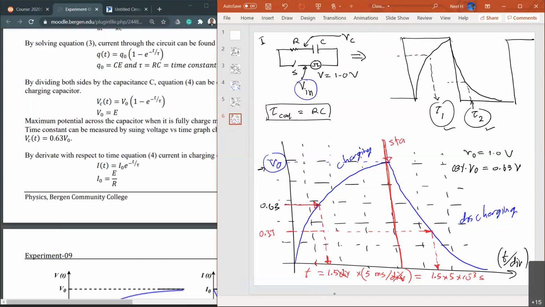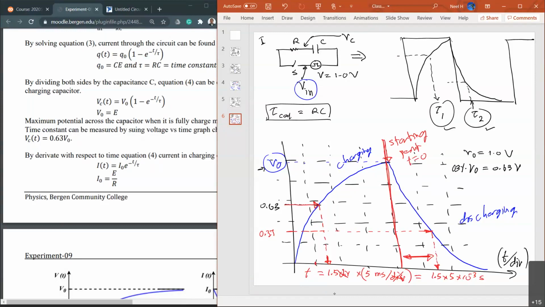That's the starting point of the discharging circuit, which means that should be the T equals 0 point. So you measure the separation between these two points from here. That's the amount of segments you need.